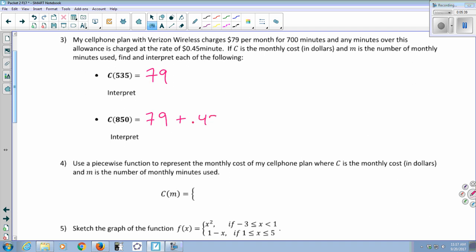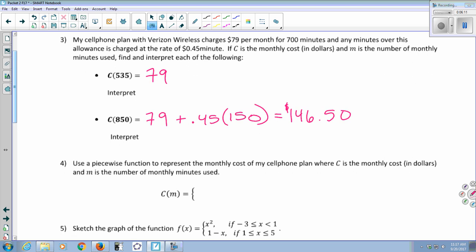So you do 0.45 times 150, and that comes out to be, grab my calculator, 0.45 times 150 is 67.50, plus 79. That's 146.50. Okay, so if you talk for 850 minutes, it costs $146.50.